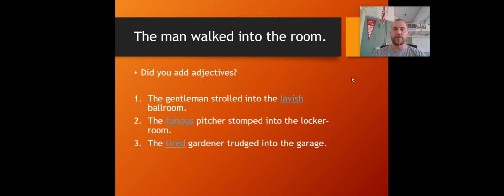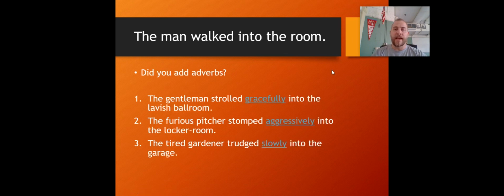The gentleman strolled into the lavish ballroom. The furious pitcher stomped into the locker room. The tired gardener trudged into the garage. Perhaps you added adverbs. The gentleman strolled gracefully into the lavish ballroom. The furious pitcher stomped aggressively into the locker room, or the tired gardener trudged slowly into the garage.